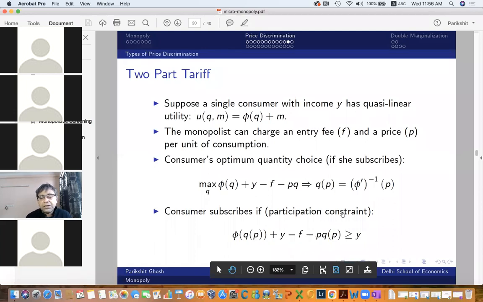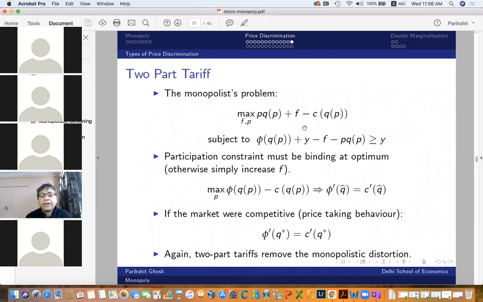And the monopolist, when we look at his profit maximization problem, the only constraint he has to keep in mind is that he doesn't want to drive the consumer away. And so he wants to respect the participation constraint. Subject to that, he chooses F and P to maximize his profits.